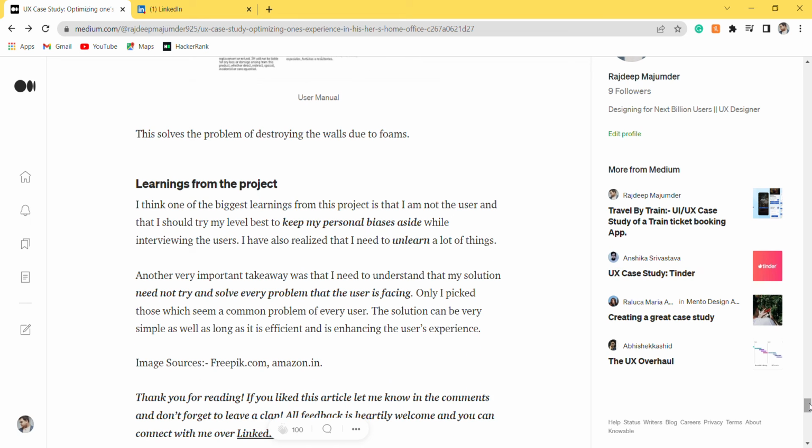Okay, coming to the end of my design thinking project. With the takeaways and learnings from the project, one of the biggest learnings was to keep my personal biases aside, as I am not the user, I am solving my user's problem. Another thing is that this approach does not require solving all the problems that the users are facing. Pick those two or three problems that most of the users are facing in common. So I only picked those two problems.